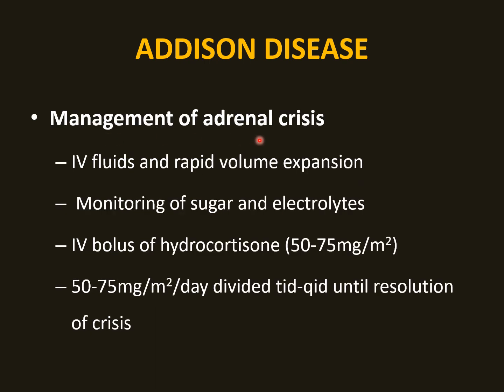Management of adrenal crisis: IV fluids and rapid volume expansion. This is a case of emergency. Monitoring of sugar and electrolytes. IV bolus of hydrocortisone. This is the treatment. IV bolus of hydrocortisone, 50 to 75 milligram per meter squared, followed by 50 to 75 milligram per meter squared per day, divided over 3 or 4 times until resolution of crisis.